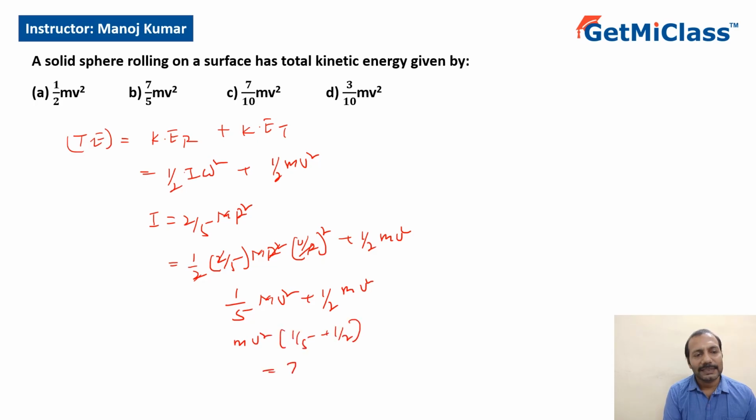So that becomes 7 mv square by 10. So the total kinetic energy is 7 by 10 mv square. That's option C. Hope you could follow this.